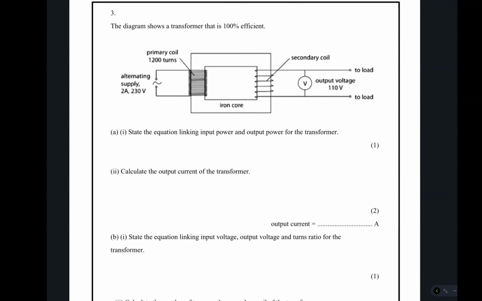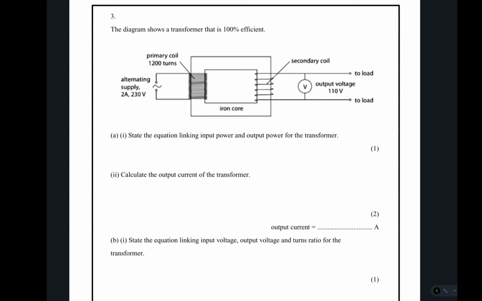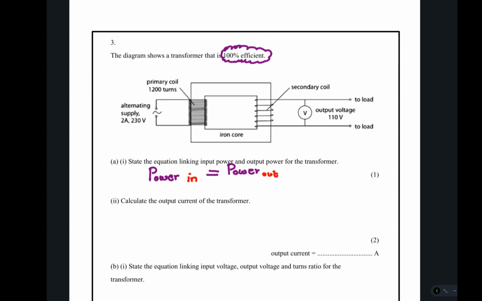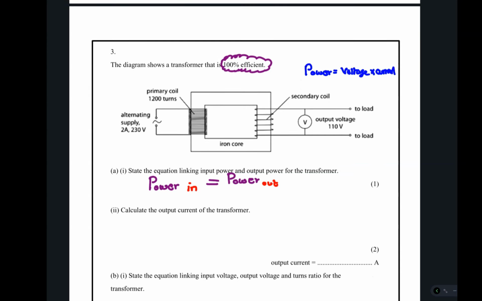Now we go to question 3 here. We're told the diagram shows a transformer that has efficiency of 100%. So when we're told that efficiency is 100%, it means that power input equals the power output. That is the first question: state the equation linking input power and output power of the transformer. Here, we are going to say power in equals power out. Don't forget that. That's the first thing you need to remember as far as a transformer is concerned.